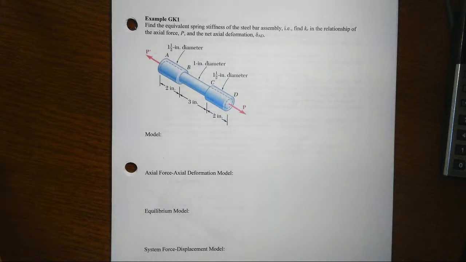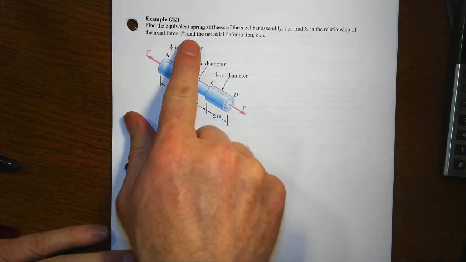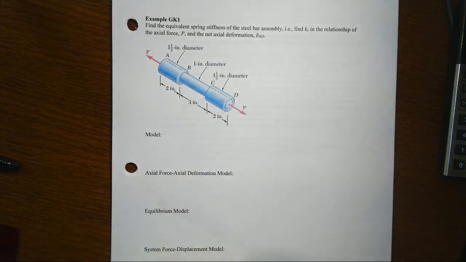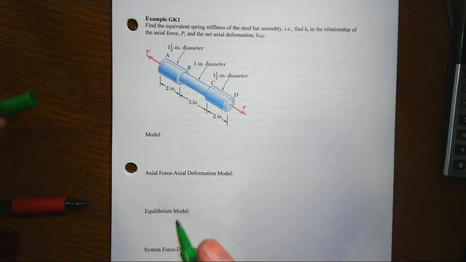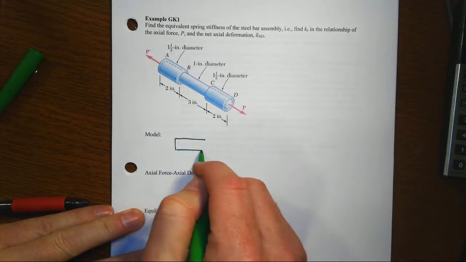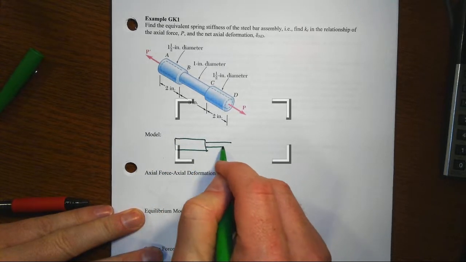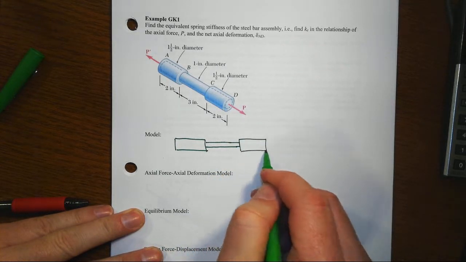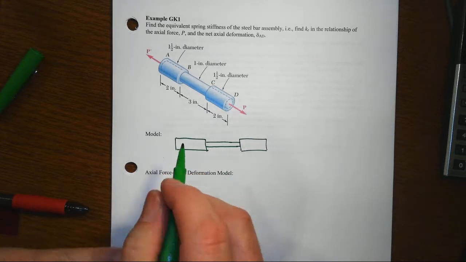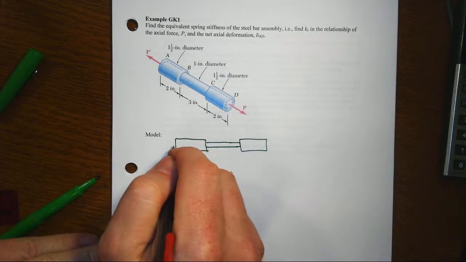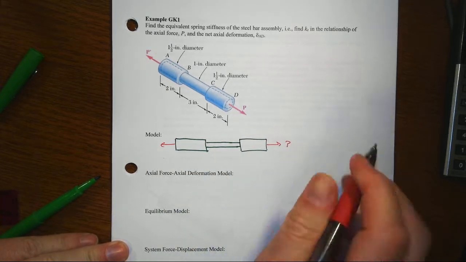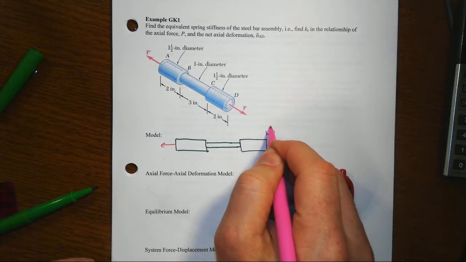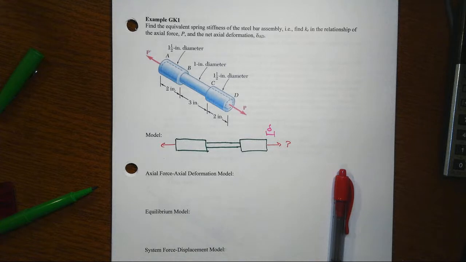Right? So let's look at a numerical example here, where we're going to find the equivalent spring stiffness of the steel bar assembly, thinking about this in terms of we've got a 1.5 inch diameter, 2 inch long segment of the rod, a 3 inch long segment that is only 1 inch in diameter, and then we've got this back to a 1.5 inch one. And what we're seeking is what's the relationship between the force that we impose on here and the resulting net axial deformation that's experienced.